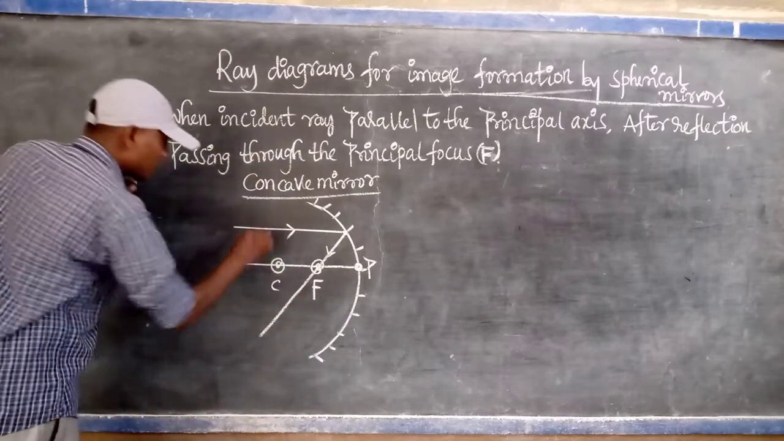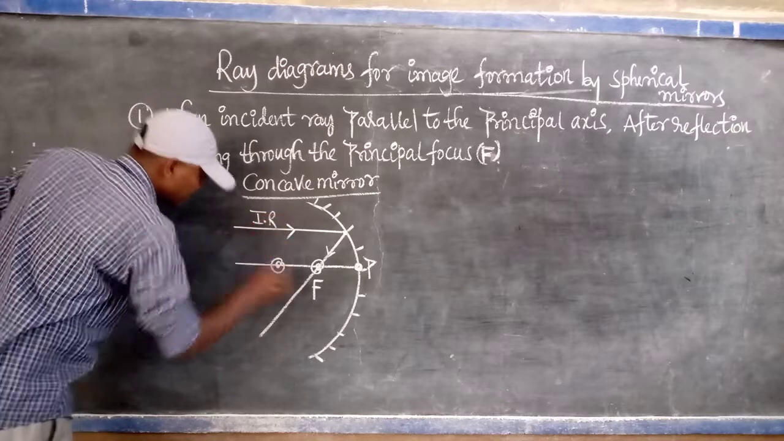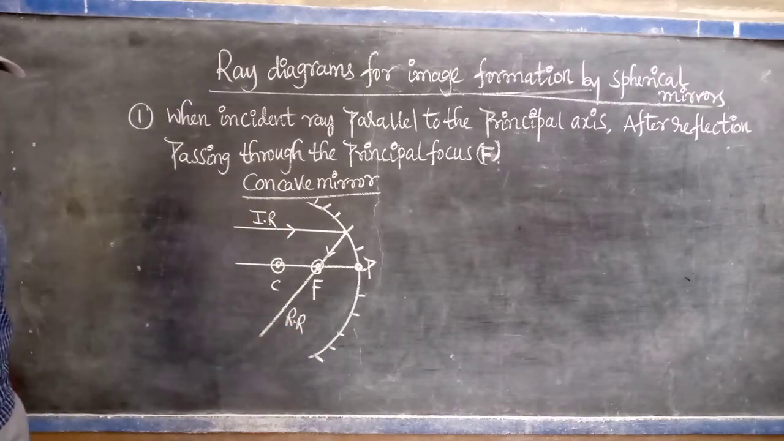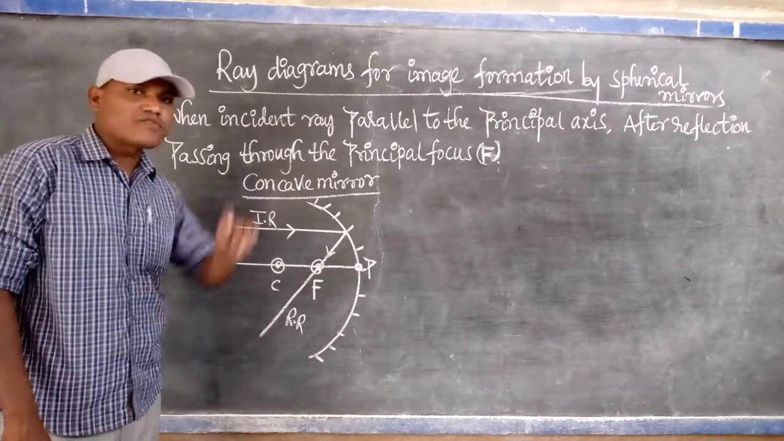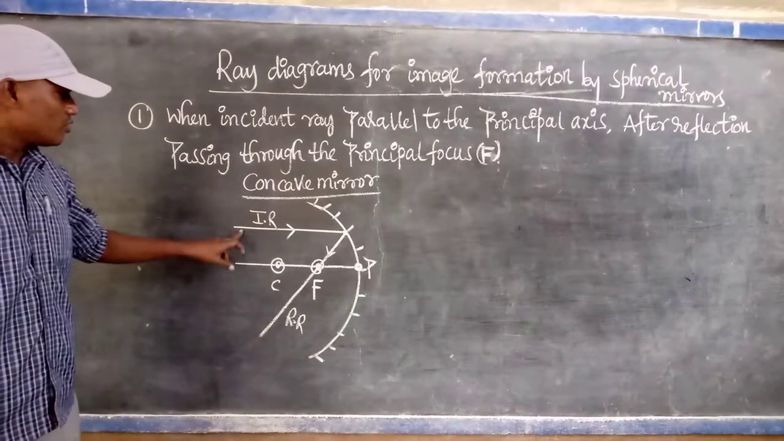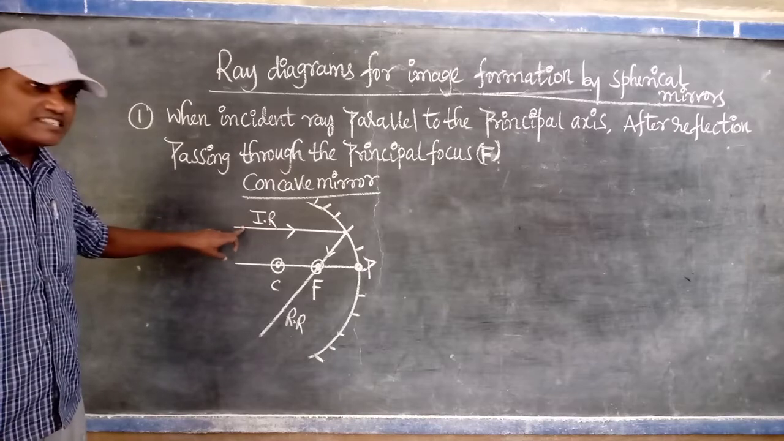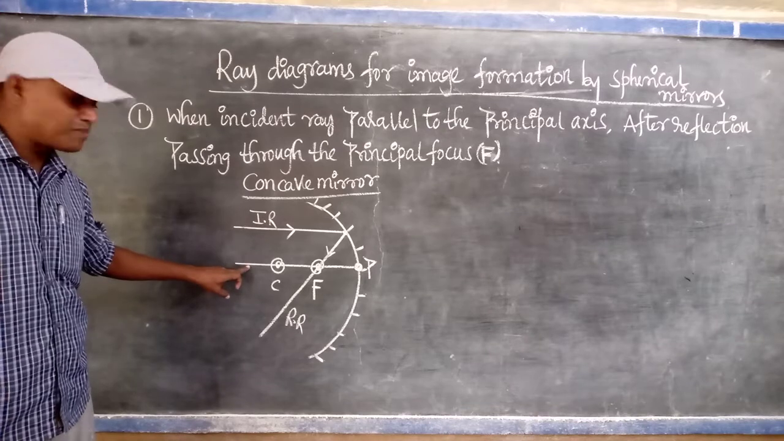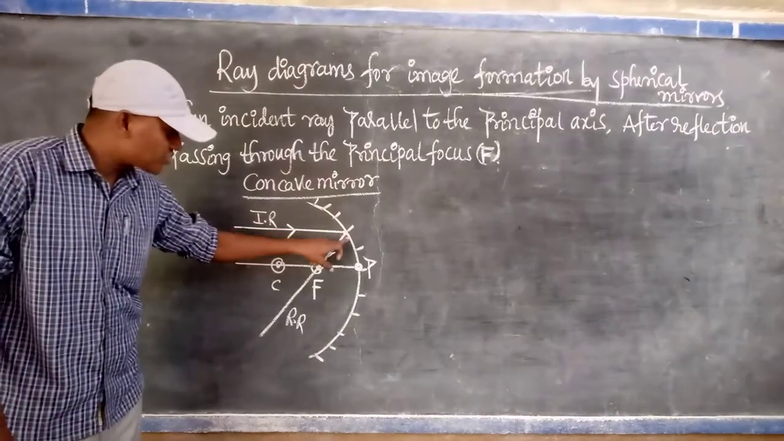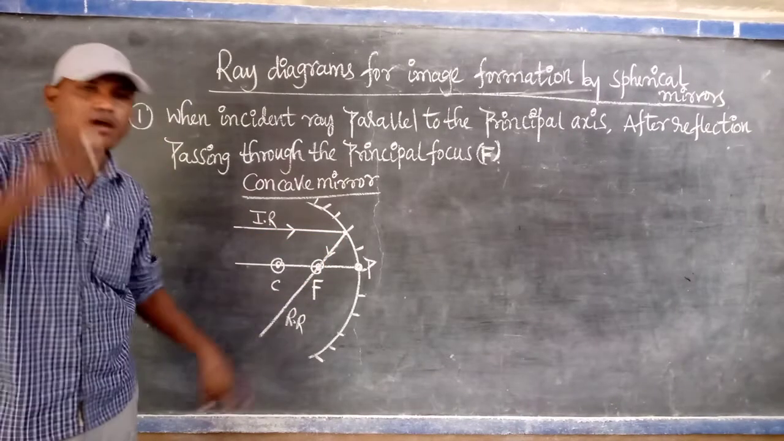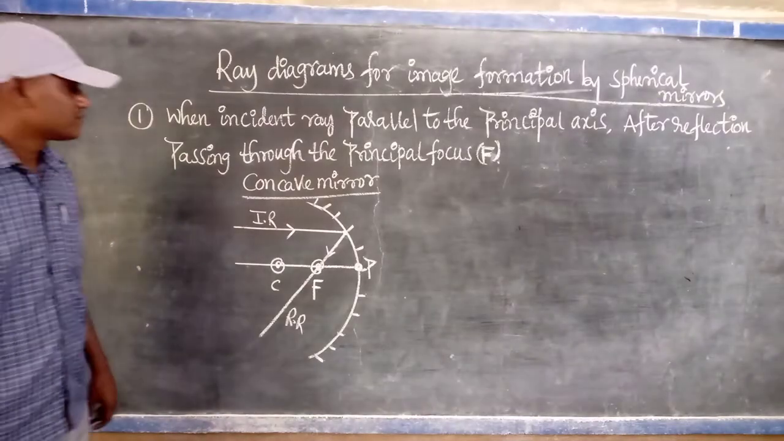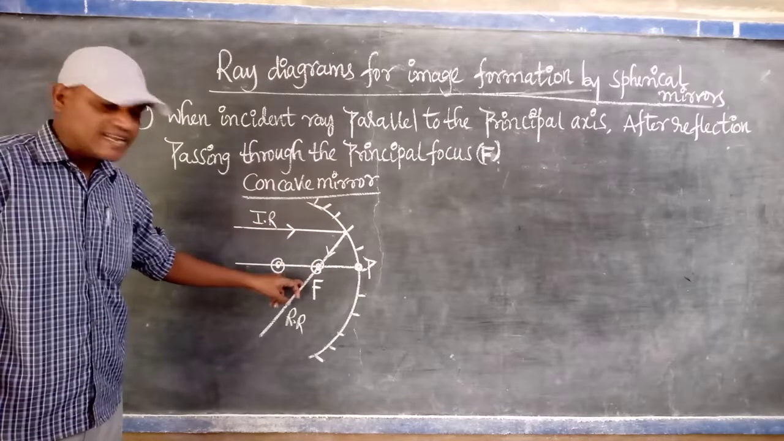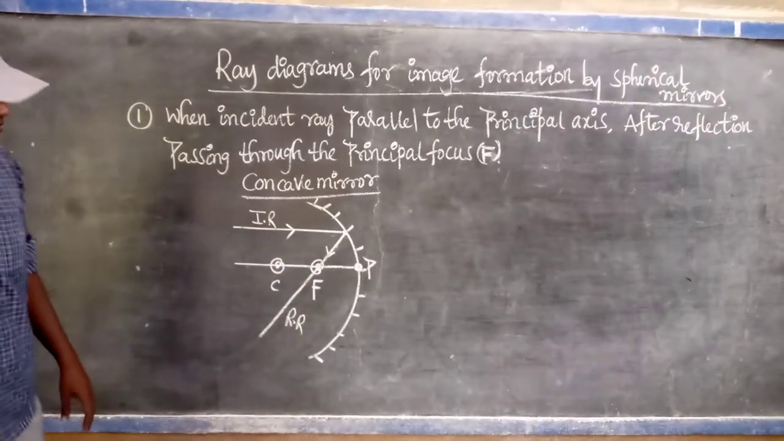So this one is the incident ray, it is the reflected ray. Already in the previous video I said this in the concept of converging. Okay, so this is the incident light ray, parallel to the principal axis of the spherical mirror. After the reflection, it must pass through which one? Focus only. Okay, in case of concave mirror, the reflected ray is really passing through the focus.